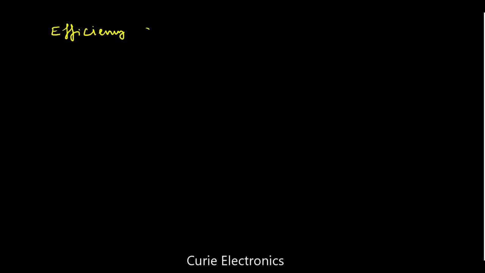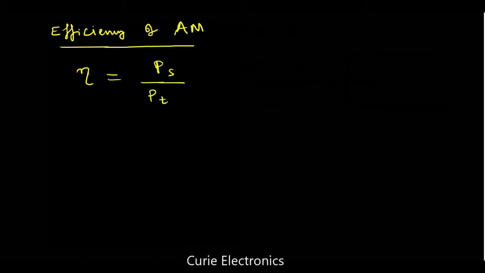Efficiency of, not FM, sorry, AM. We are learning AM, right? Yeah. AM. Now efficiency of AM is given as sideband power upon total power. So what was the sideband power we got? 1 by 4 mu square AC square. That was the sideband power we got.